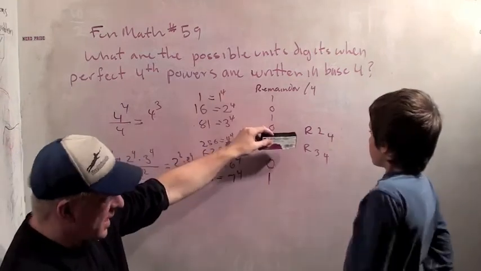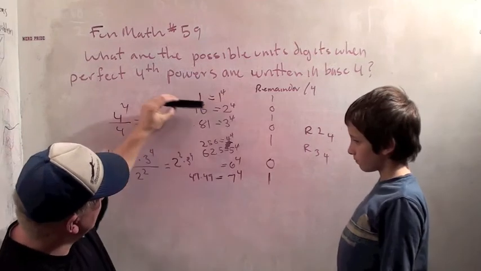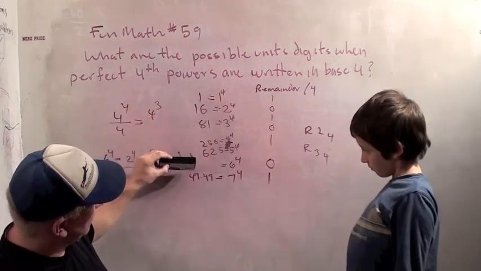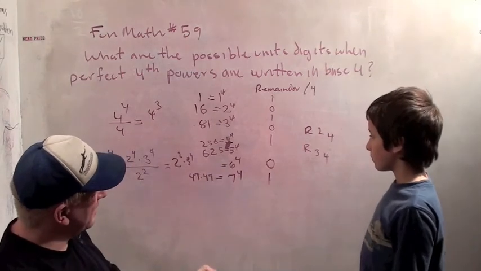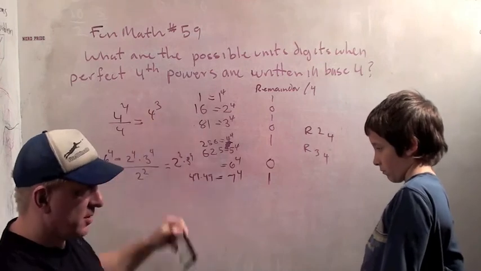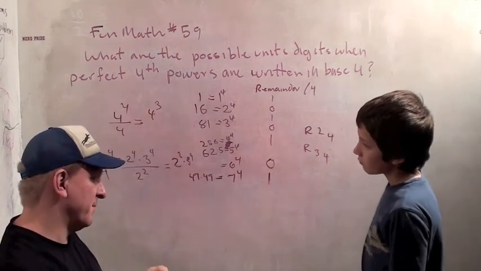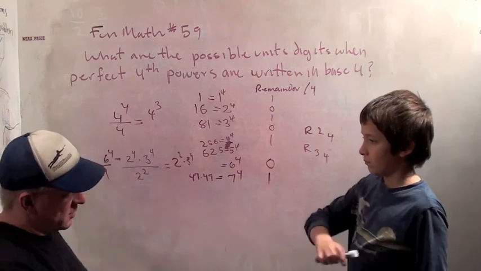The remainders are the last digits. Okay. And it looks like all the even numbers are divisible by 4 when you take them to the 4th power. And it looks like all the odd numbers leave a remainder of 1 when you take them to the 4th power and divide by 4. That's pretty interesting. So we have to figure out why that's true, but maybe we'll talk about that later.